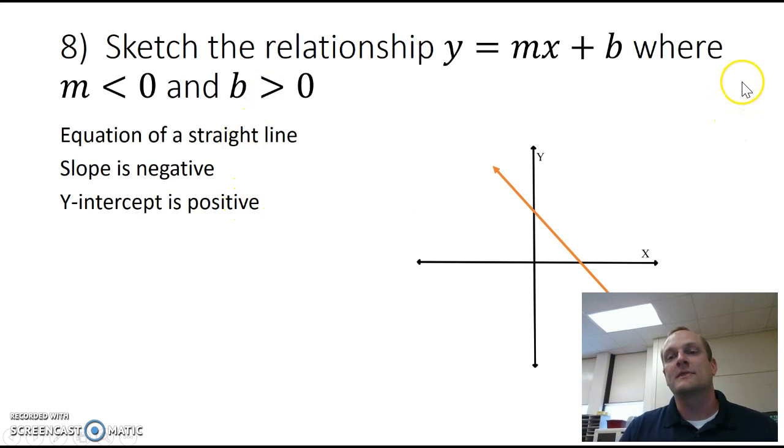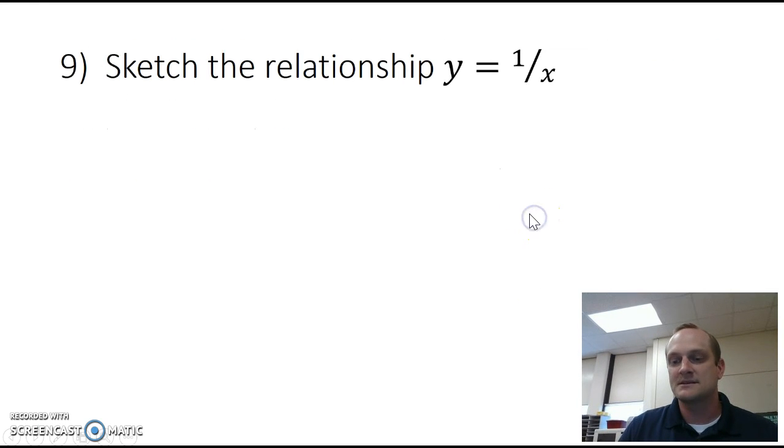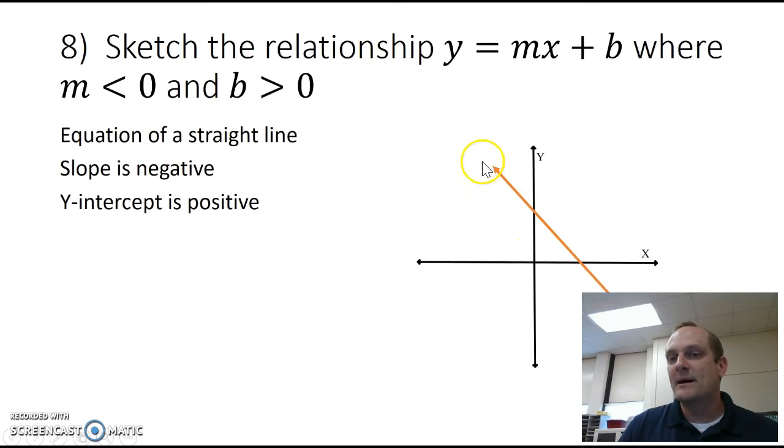Any graph that looked like this would have done. My y-intercept needed to be positive, needed to be up here above the x-axis somewhere. And then my slope needed to be negative, so it needed to run down to the right. Okay, any graph like that would have satisfied that question.